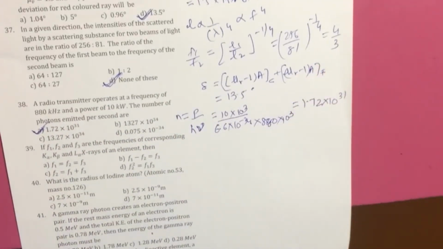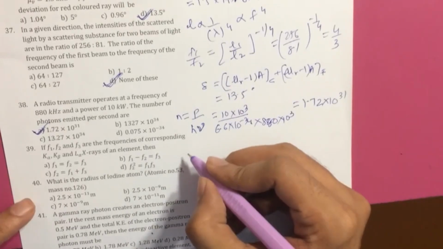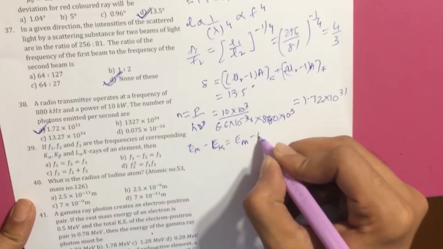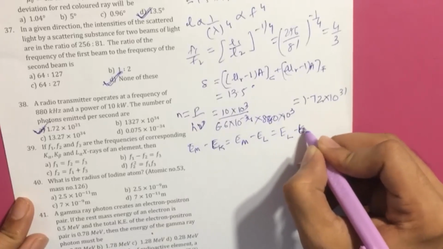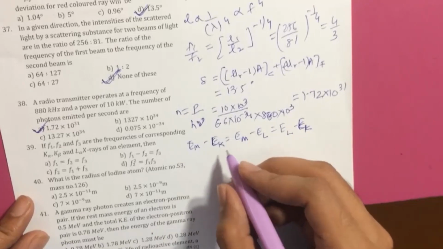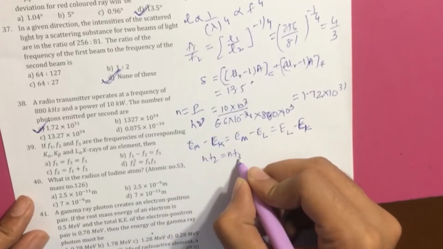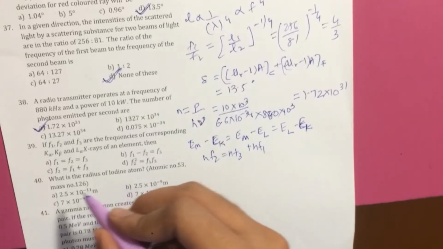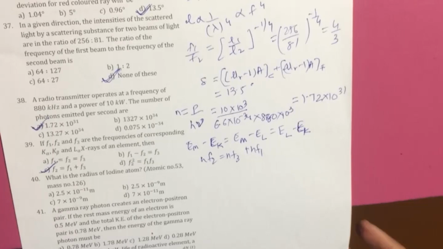39. If F1, F2 and F3 are the frequencies of corresponding K alpha, K beta and L alpha X-rays of an element, then for K alpha emission, transition is from L shell to K shell. For K beta emission, transition is from M shell to K shell. And L alpha emission, the transition is from M shell to L shell. So EM minus EK is equals to EM minus EL plus EL minus EK. So I will get HF2 is equals to HF3 plus HF1. So basically it will give me F2 is equals to F1 plus F3. So that is C is your correct answer.